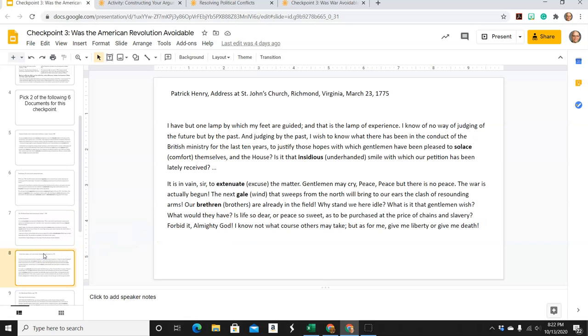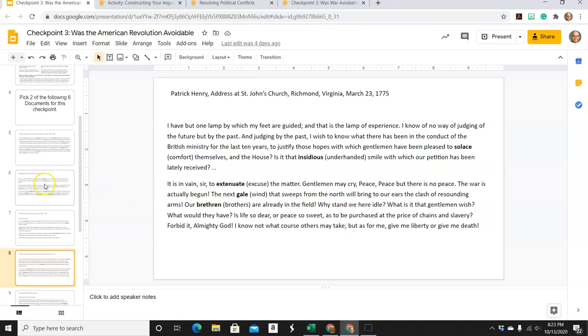And then we have the famous speech by Patrick Henry. In fact, he even says, it is in vain, sir, to extenuate the matter. Gentlemen may cry peace, peace, but there is no peace. The war is actually begun. And he ends it by saying, give me liberty and give me death. You can read this for yourself, but if you ask me, war is pretty unavoidable. Because according to Patrick Henry, it is time to fight for liberty, that very thing that the colonists are looking for.